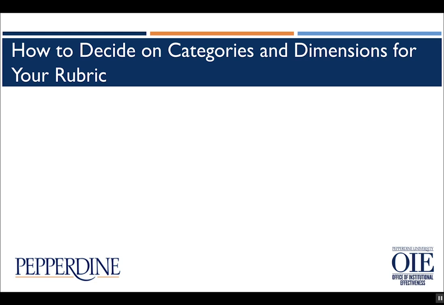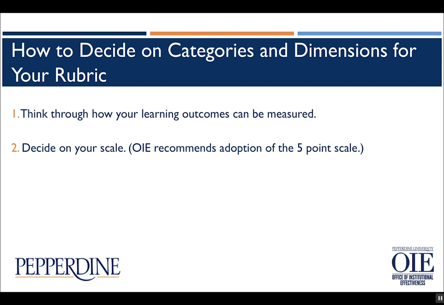Let's look at how to decide on categories and dimensions for your rubric. First, you'll need to think through your learning outcomes and how they can be measured. Next, you will need to decide what scale to use. OIE recommends a 5-level rubric with the highest level describing the caliber of work of an expert, and the lowest level being information not present. We'll look closely at this scale soon.